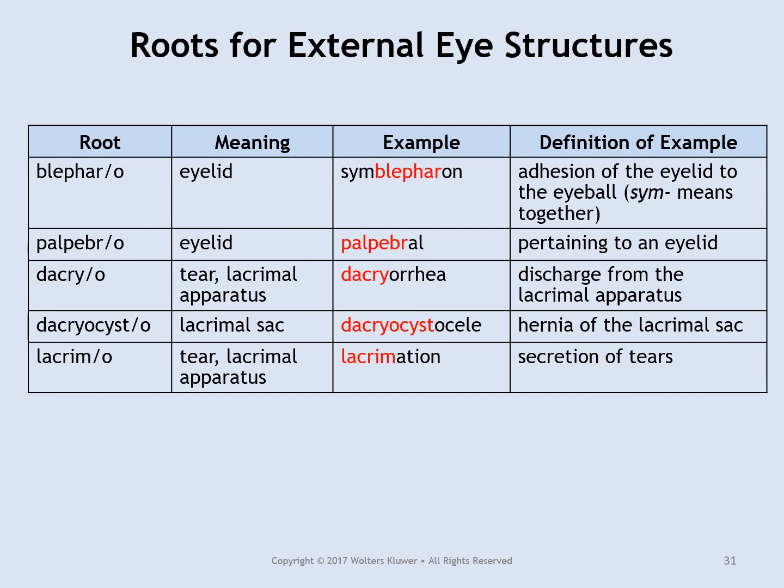And now let's get into the eye. These are talking about stuff external to the eye. There are a few that you should, again, definitely know for the quiz. Blepharo and palpebral both refer to your eyelid. Anything with dacry or lacry refers to tears or to your tear ducts or your lacrimal sac.